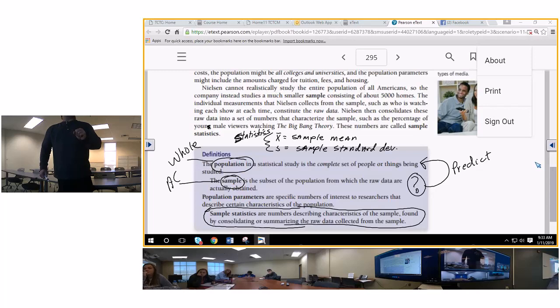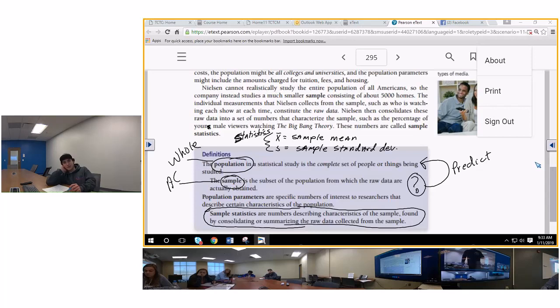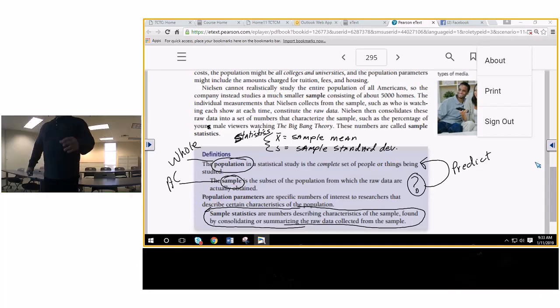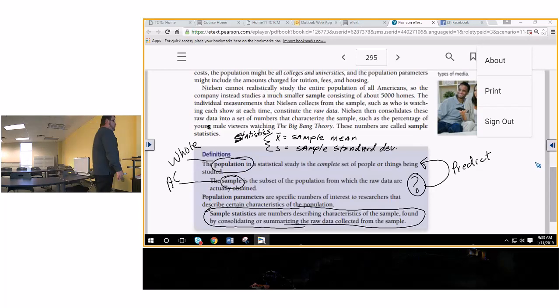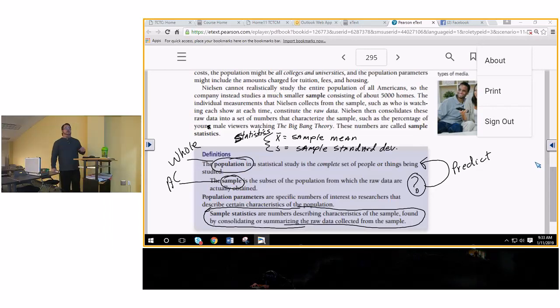Why? Because you're not doing a huge population, you're just doing a piece of it, a small population. So my overall goal in probability and statistics is to take the numbers from the sample and predict the same values for the population. Example: how many people at Tri-County Tech are in the Marlboro Club, or the Camel Club, or whatever you smoke? I can't ask everybody at Tri-County Tech.